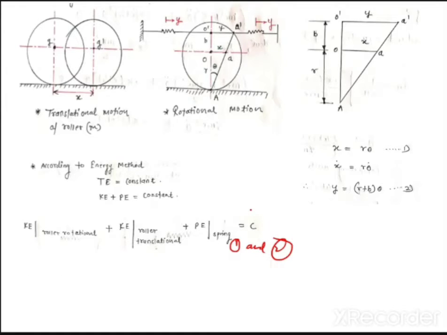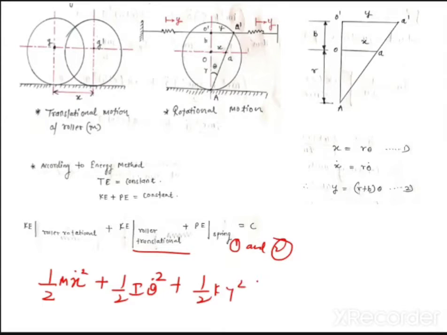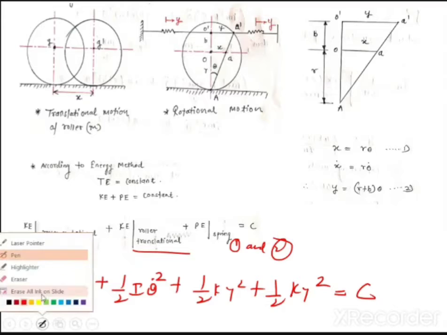So tell me what will be the formula, one by one, as we have to solve a number of problems. First, kinetic energy of roller translational: half m into x dot square, because the CG is translated by x. Plus rotational, half I into theta dot square, since it is rotated by theta. Plus spring, half k into y square plus half k into y square is equal to constant, because we have two springs and the displacement of the spring is y. Very important: the displacement of the spring is y.